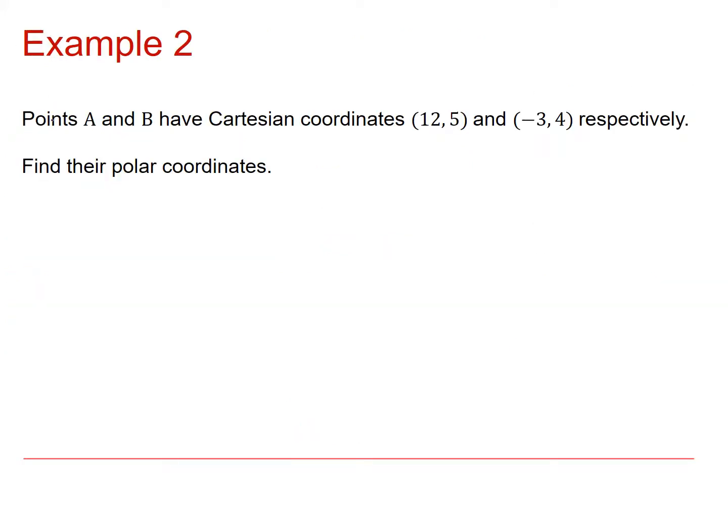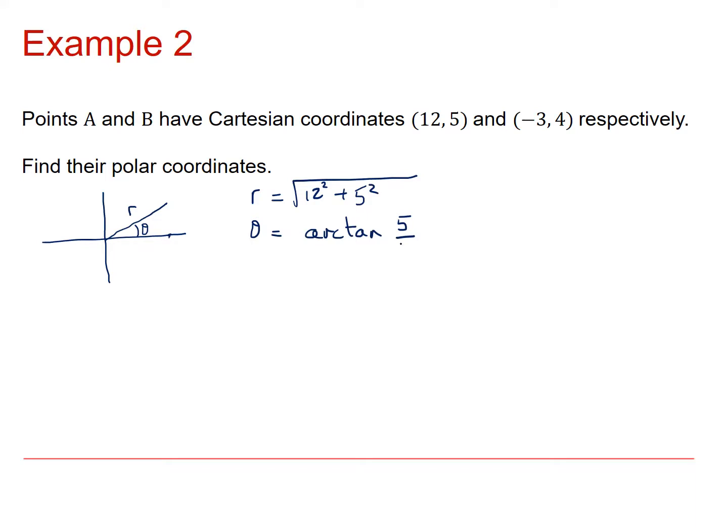So 2 examples of points in Cartesian coordinates this time. And again, I'm going to start with a diagram. This first point is at (12, 5), so it's going to be somewhere here. And I want this angle and this length. So r is going to be the square root of 12 squared plus 5 squared, and theta is going to be the inverse tan of 5 over 12. And I can see from my diagram that this is going to be a first quadrant angle.